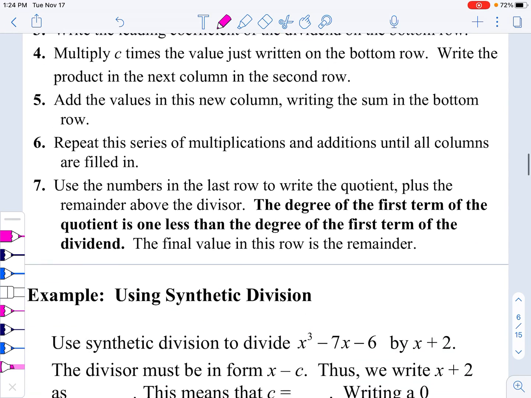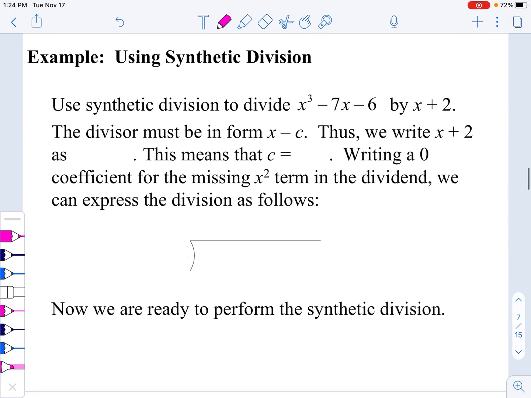So let's take a look at what that means. As I said, sometimes it just makes so much more sense when we look at it as an example. It says to use synthetic division to divide x to the third minus 7x minus 6 by x plus 2. The divisor must be in the form x minus c. So if I have an x plus 2, that means I really have an x minus a negative 2, right? I mentioned look after the minus sign, which means our c value in this case is going to be a negative 2. It says to write a 0 coefficient for the missing x squared term, because notice we have an x to the third and we have x to the first.